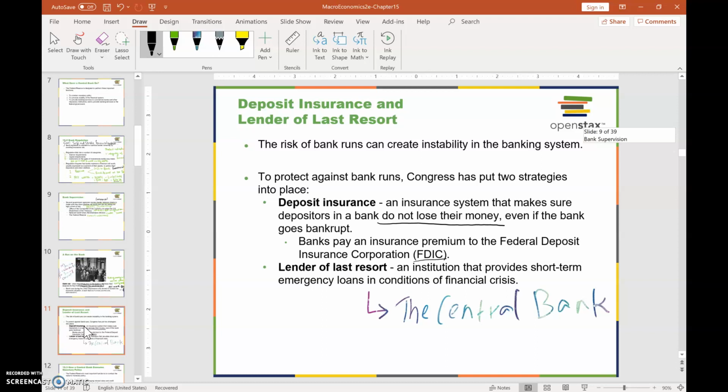And we have lender of last resort, which is also used to protect against bank runs. The central bank acts as a lender of last resort by providing short-term emergency loans in conditions of financial crisis to commercial banks in the economy. I looked at examples of commercial banks before, which are Wells Fargo, Chase, Bank of America, and we have lots of commercial banks in the nation.